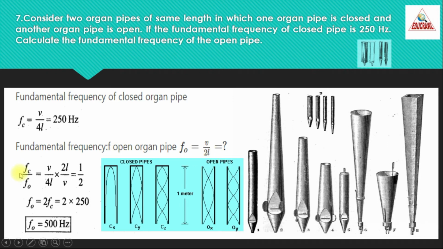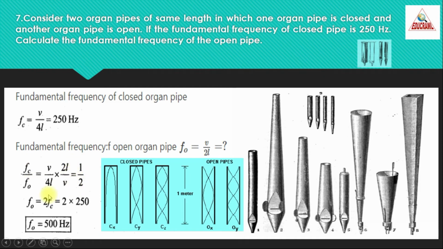Now what we are going to do is divide the fundamental frequency of the closed pipe by the fundamental frequency of the open pipe. So Fc divided by F0 is equal to V divided by 4L, the whole divided by V divided by 2L. So the denominator we are taking to the numerator by reversing. So we get V divided by 4L into 2L by V. Now cancelling the velocity and L, which are the same, we get the answer as 1 by 2. That is Fc by F0 is equal to 1 by 2.